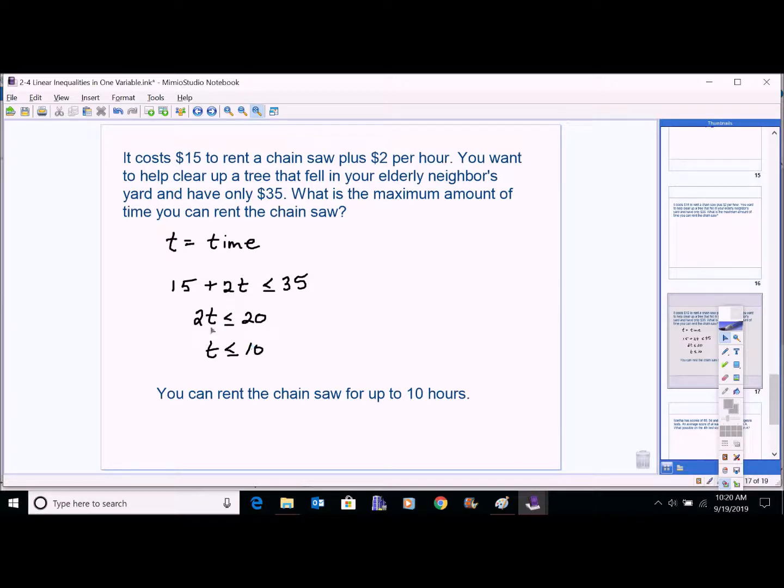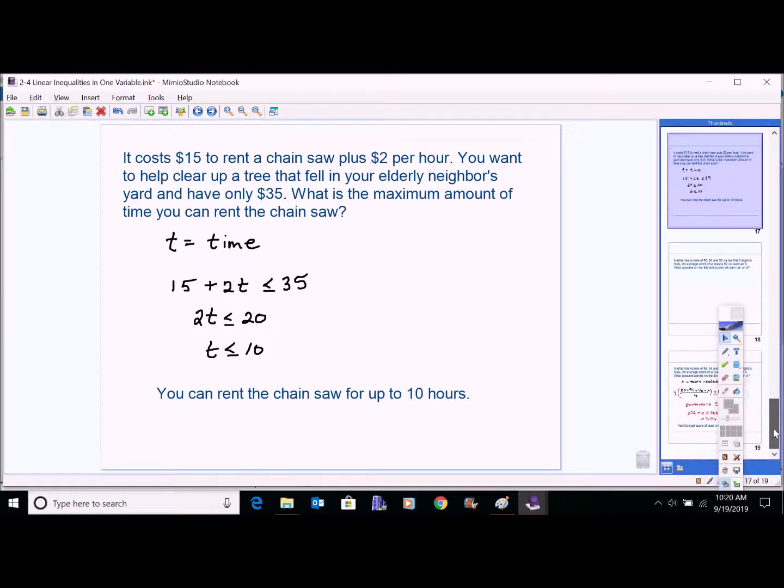T for time, less than or equal to 10 hours. Now this one's, if we wanted to be super technical about it, you can't run it for negative hours, so you might want to just stick a greater than or equal to 0 on the end here. But we're fine with less than or equal to 10. You're also responsible for thinking through what types of answers actually make sense in the problem. So our maximum amount is 10 hours, and any of the times lower than 10 hours also works out.